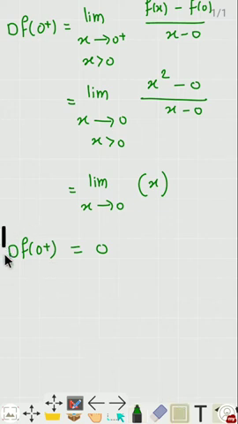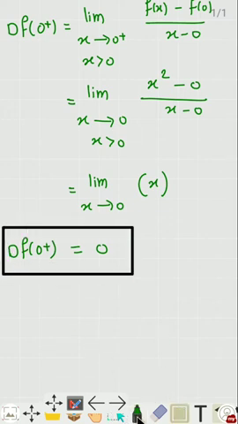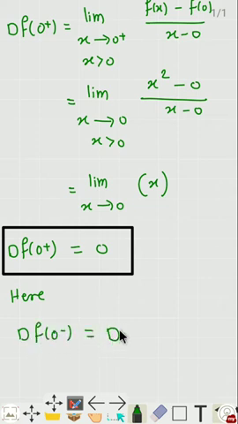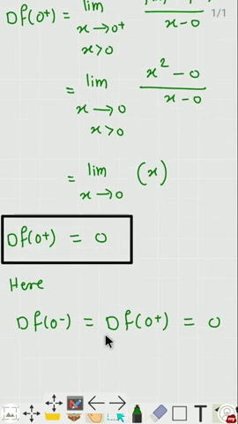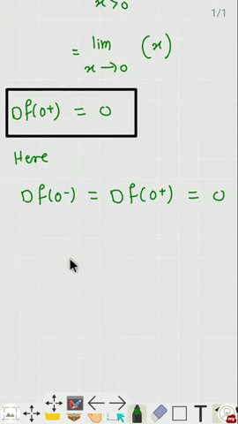Okay, now we observe that derivative of f at 0 minus is same as derivative of f at 0 plus, and the same value is equal to 0. Therefore we can say that the derivative of function f at x equal to 0 is 0. Okay, so this is our final answer, and this shows that function is differentiable at x is equal to 0. Okay, so let us take next question.